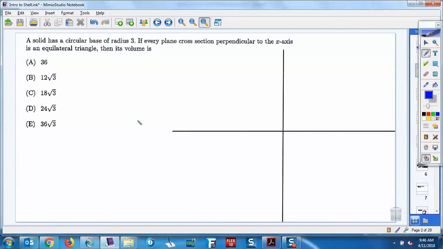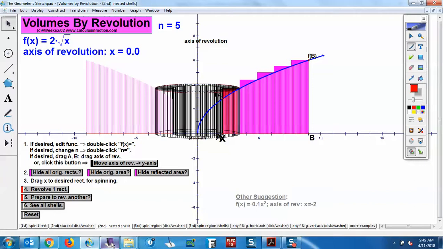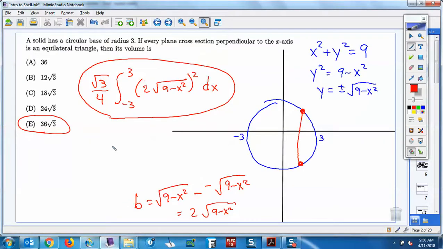If every cross section perpendicular to the x-axis is an equilateral triangle, find the volume. So again, it's one of our basic slices we're doing. So go ahead and give that one a try here. What do we got? E. E is the one we're looking for.